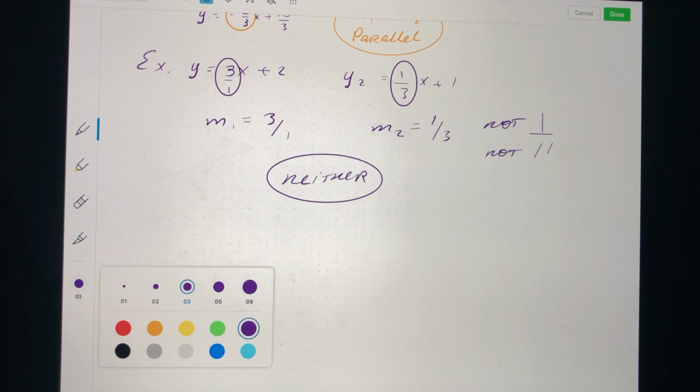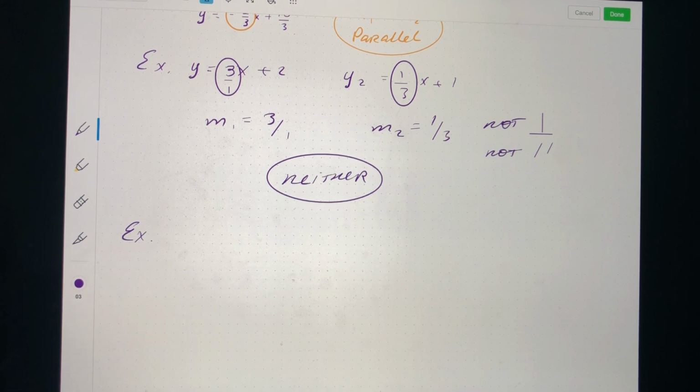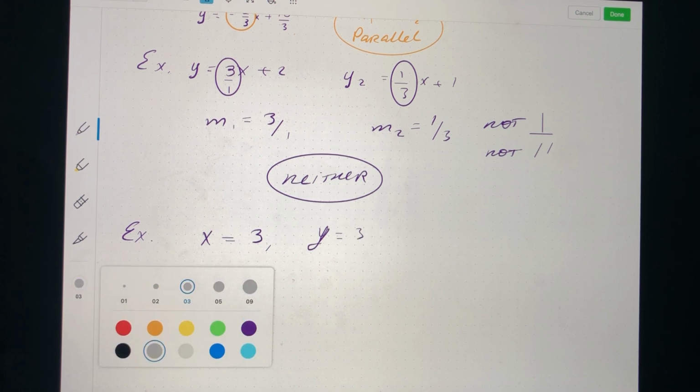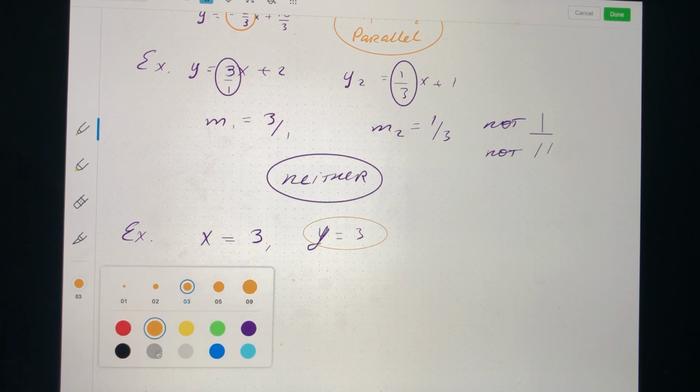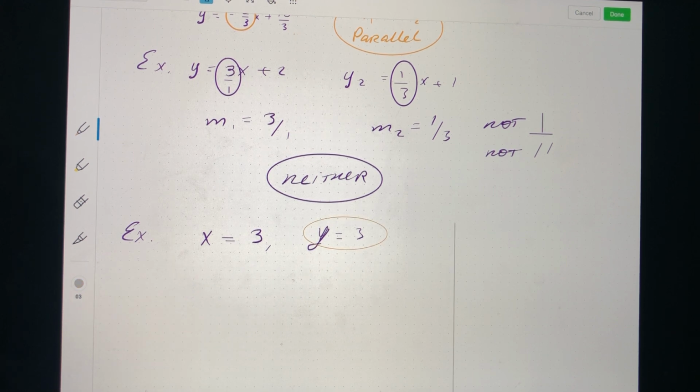Now in the fourth example, let's look at two special cases. The first is x equals 3. The second is y equals 3. Now the second is actually a horizontal line, so let's sketch them. The second is a horizontal line running through y equals 3. 1, 2, 3. So somewhere here is a horizontal line, and that's our second equation.